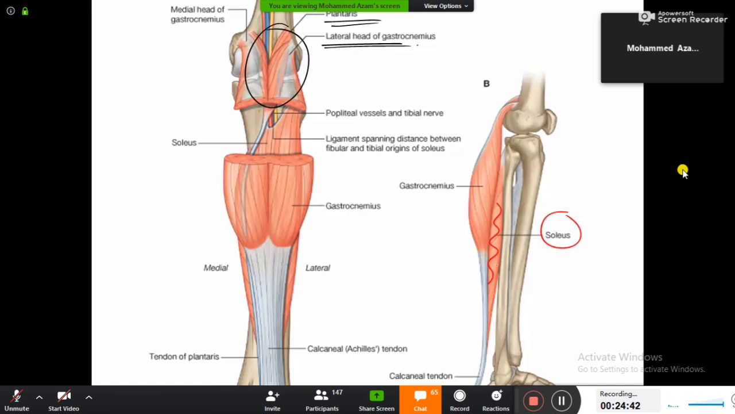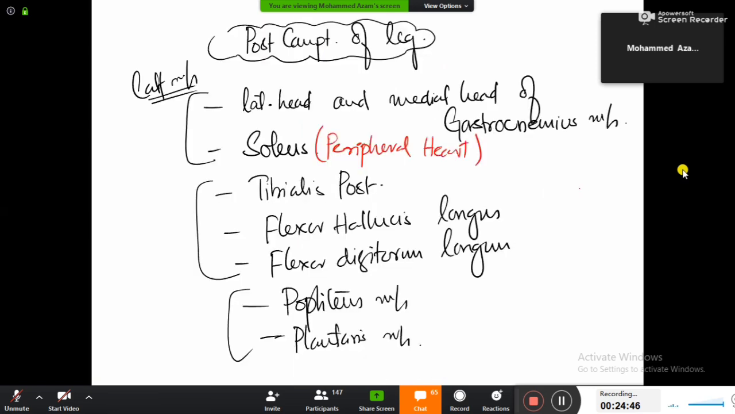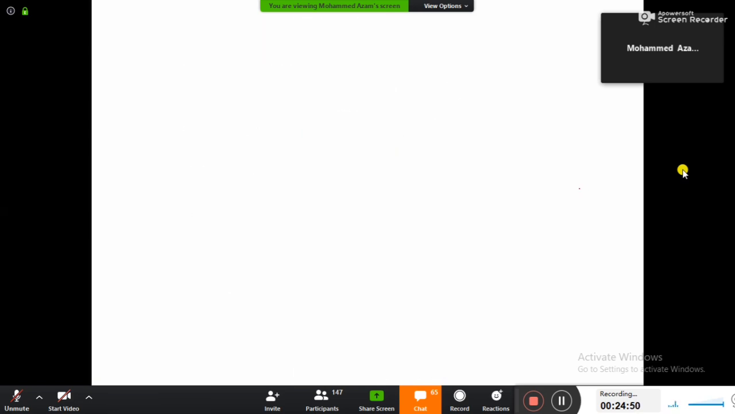That is why this is said to be the peripheral heart of the body, and that question has been asked many times in our exams. And now we'll come to the last and final thing here right now, guys. We are done with the posterior compartment of thigh.